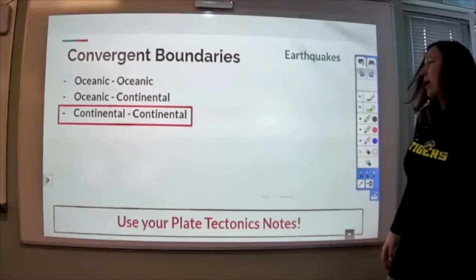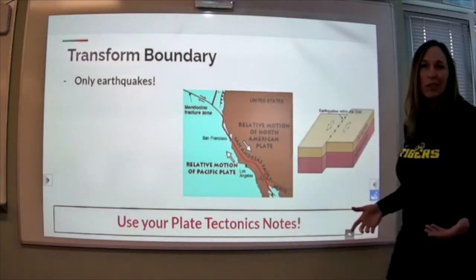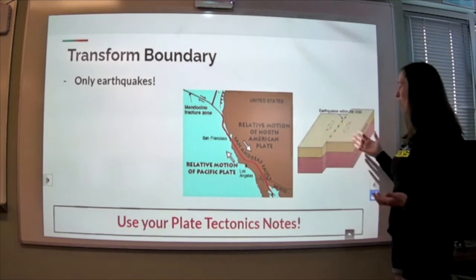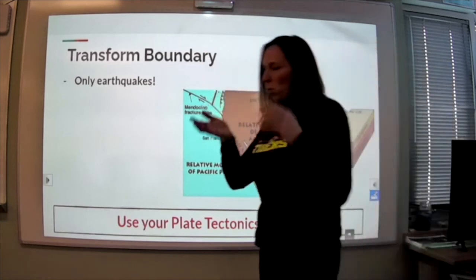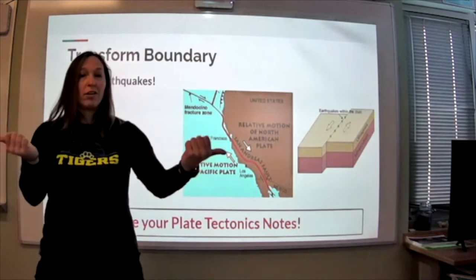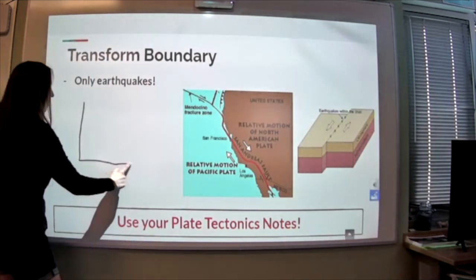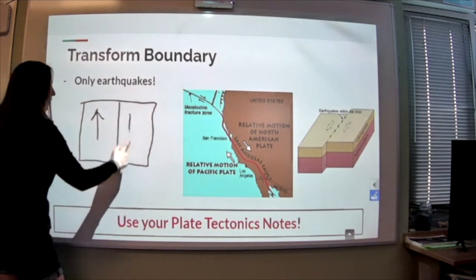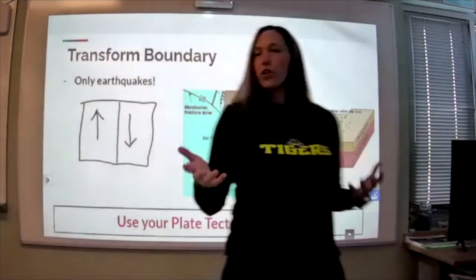And our final boundary to talk about is our transform boundary, which is kind of a piece of cake. You know, the only thing that happens here is earthquakes. And all we have are two plates that are kind of grinding past each other. One's not moving up, one's not moving down. They're not pushing together, they're not coming apart, they're just moving past each other. So if you were to draw this, you really could draw a very simple drawing and just draw plates that are moving past each other. Any way you show me that, you're good to go.